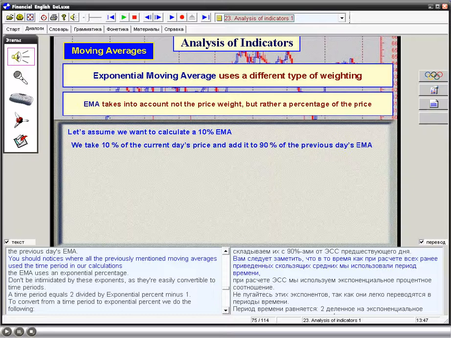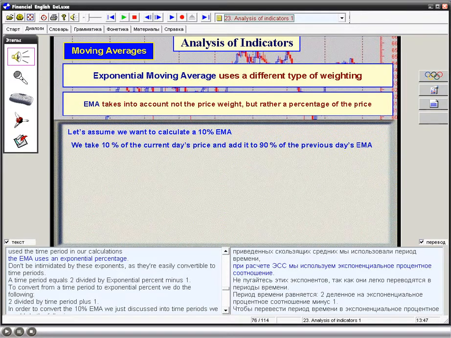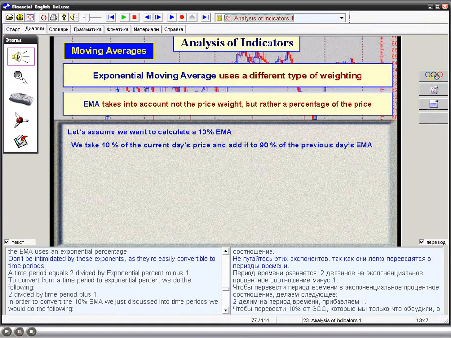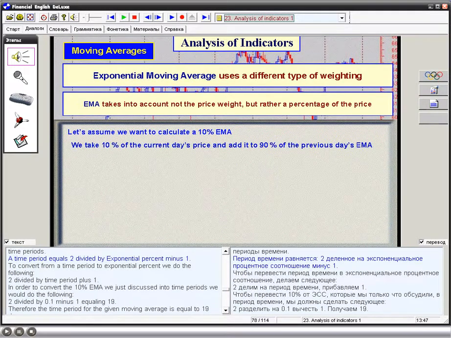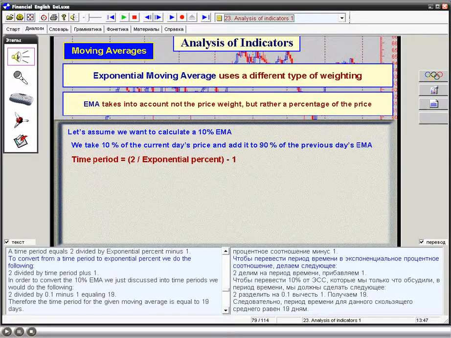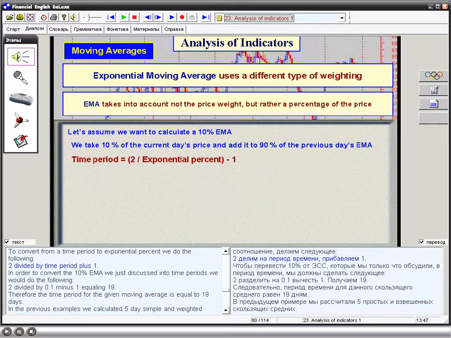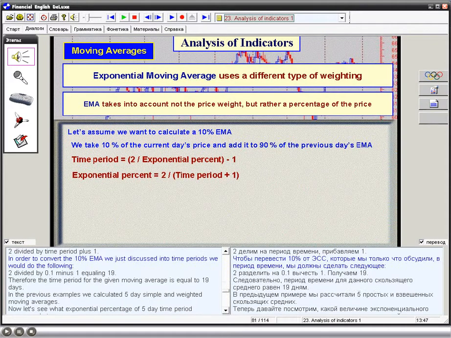You should notice where all of the previously mentioned moving averages use the time period in their calculations, the EMA uses an exponential percentage. Don't be intimidated by these exponents, as they're easily convertible to time periods. A time period equals 2 divided by exponential percent minus 1. To convert from a time period to an exponential percent, we do the following. 2 divided by time period plus 1.